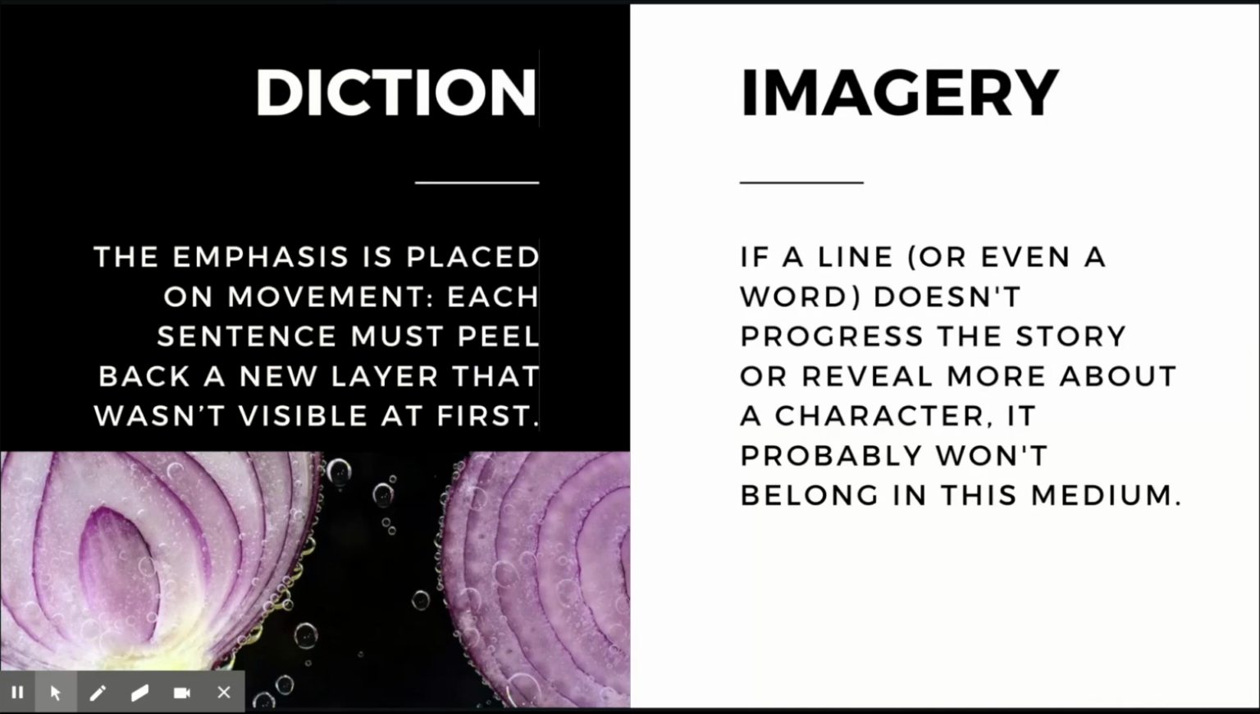So how do writers advance the story? By use of diction and imagery. Basically what all writers use, words and images. The emphasis is placed on movement. Each sentence must peel back a new layer that wasn't visible at first.